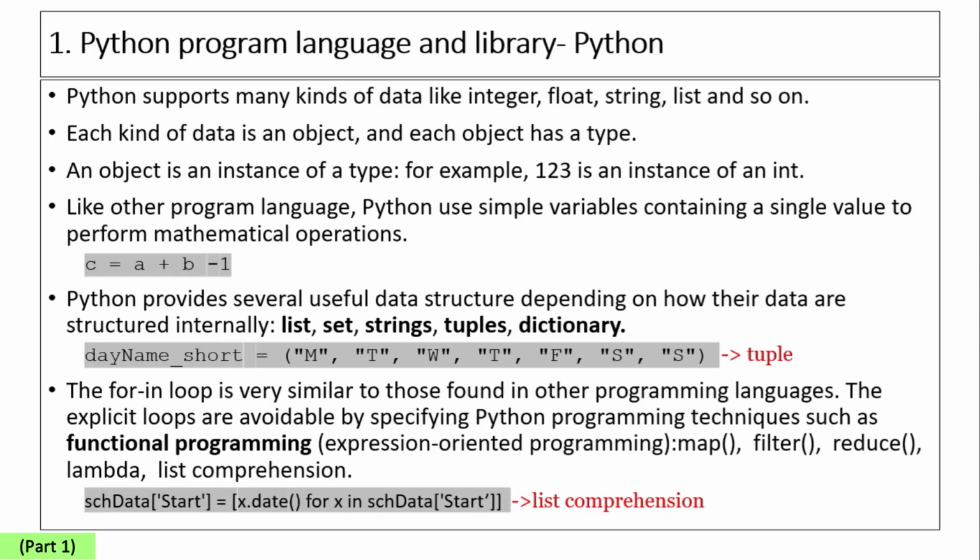The for in loop is very similar to those found in other programming languages. The for in loops can be replaced with Python's functional programming technique. The tools that Python provides to develop functional programming comprise a series of functions: map, filter, reduce, lambda, list comprehension. List comprehension is preferably used in the Gantt chart program. An example shows how a list or series of start dates are converted into date data excluding time, using list comprehension rather than using a for in loop.